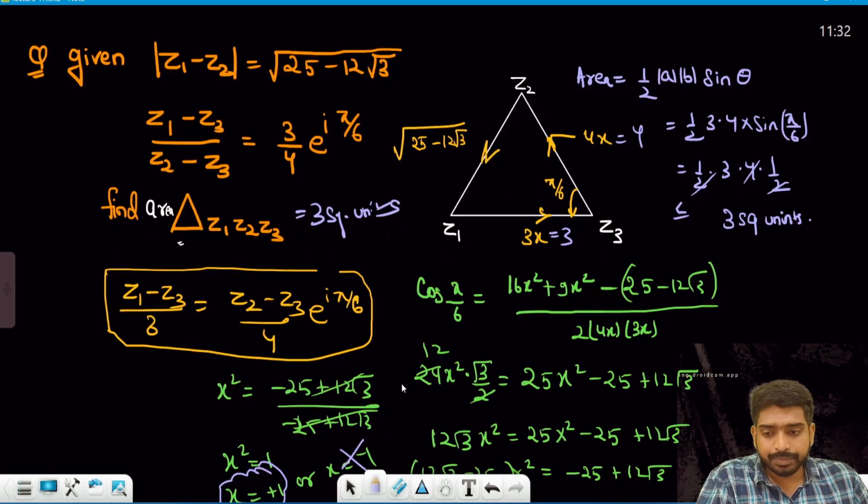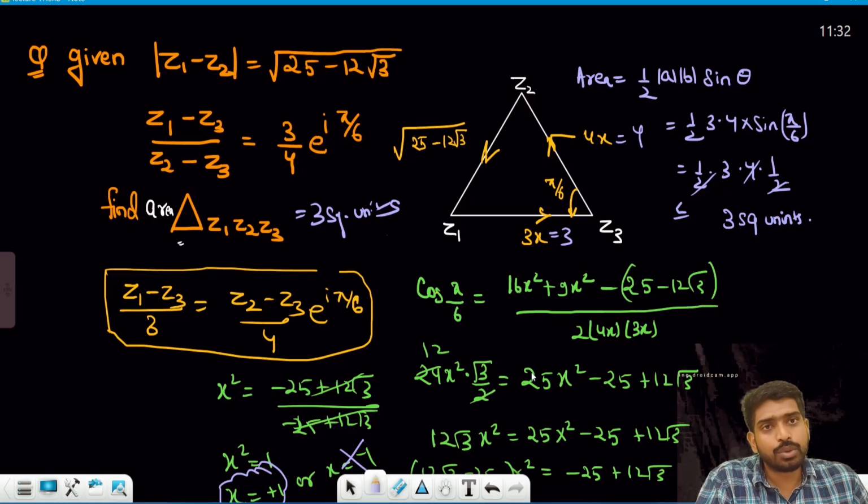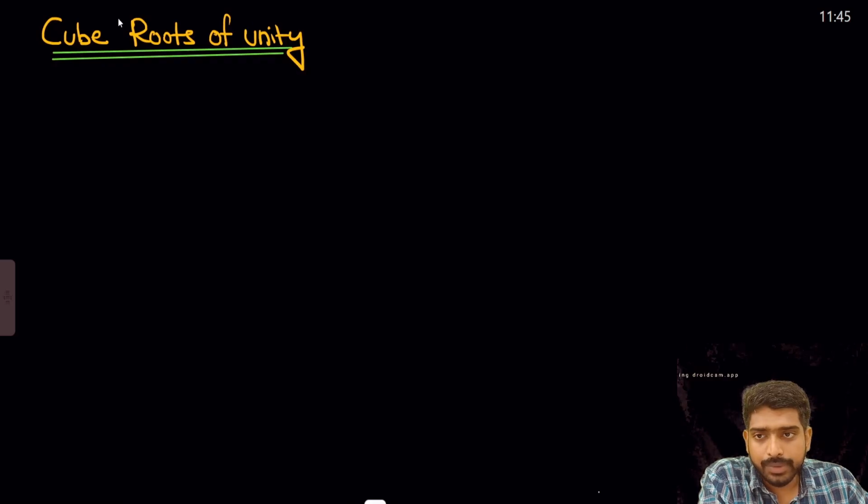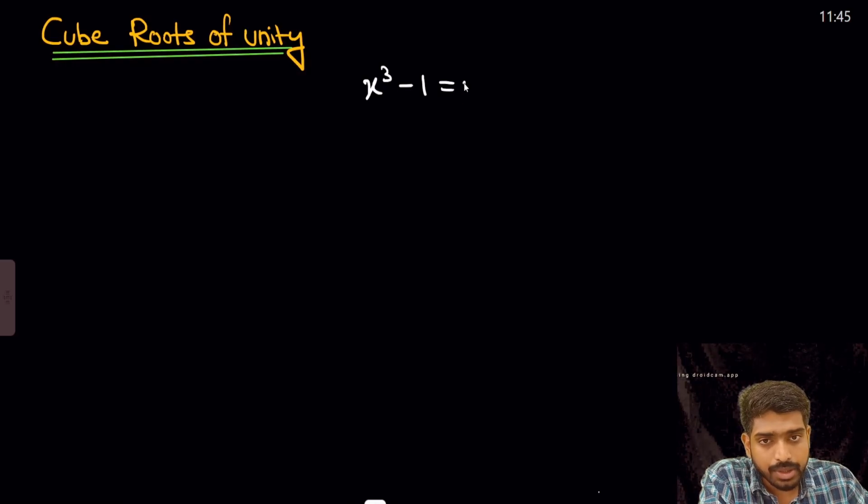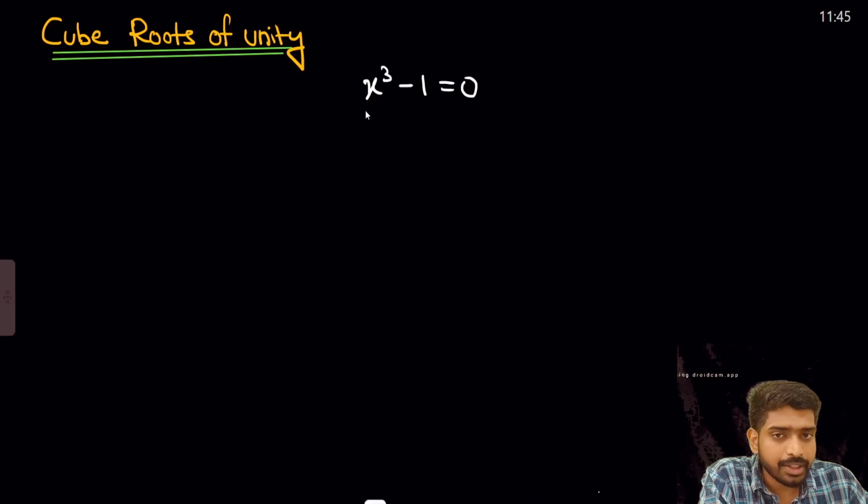Now next we will see the very important part of this chapter, cube root of unity. Right. Now we are going to learn about cube root of unity. Cube root of unity means the solution of this equation, x cube minus 1 is equal to 0. We can find this in two ways.